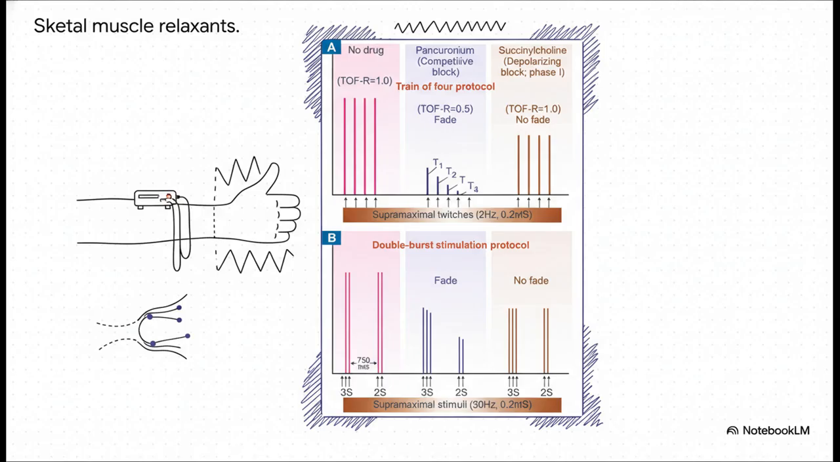Now compare that to the example on the right. With a depolarizing block, all 4 twitches are reduced, yes, but they're reduced equally. There is no fade.